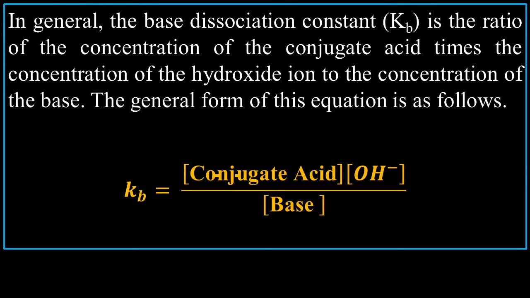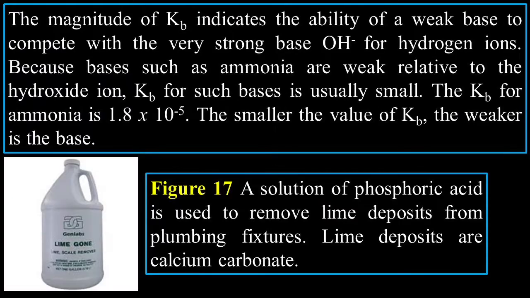In general, the base dissociation constant Kb is the ratio of the concentration of the conjugate acid times the concentration of the hydroxide ion to the concentration of the base. The general form of this equation is as follows. So it's going to be the molar concentration of the conjugate acid times the molar concentration of the hydroxide divided by the molar concentration of the base.